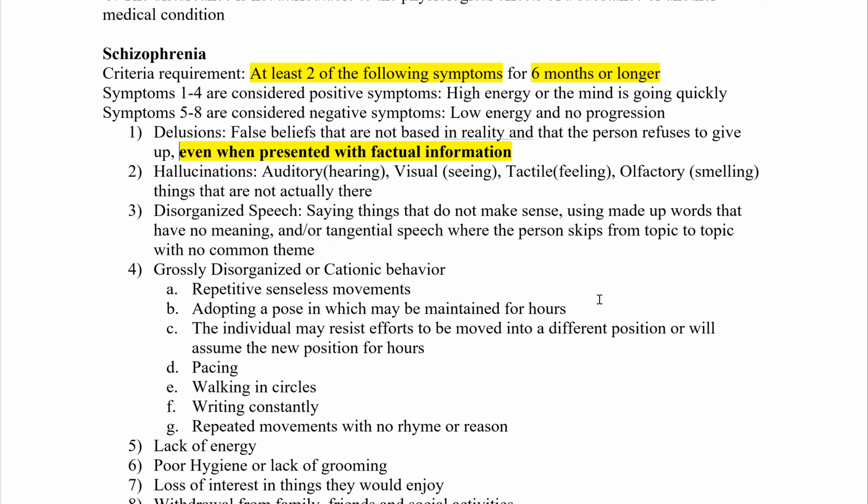Grossly disorganized or catatonic behavior, repetitive senseless movements, adopt and oppose, which may be maintained for hours. The individual may resist efforts to be moved into a different position or will assume the new position for hours as well. They may have pacing. They may be walking in circles, writing constantly or writing letters to people that they feel that they can actually reach, or trying to get to government officials, repetitive movements with no rhyme or reason.